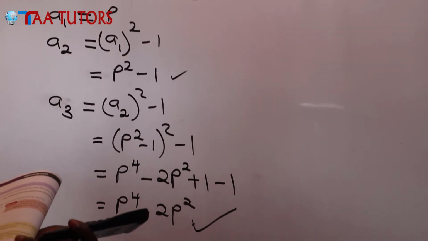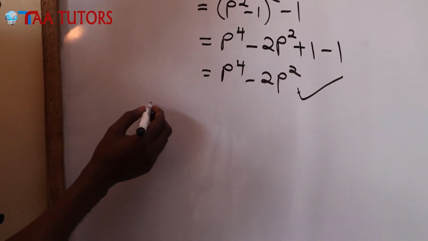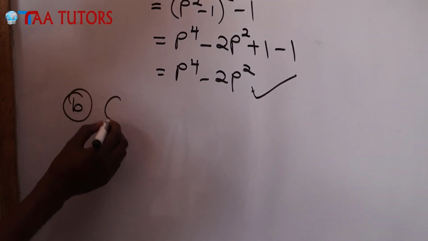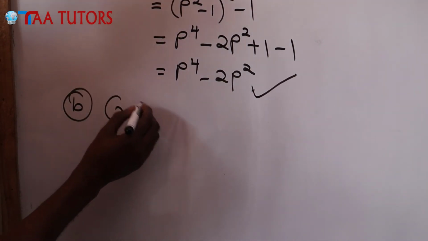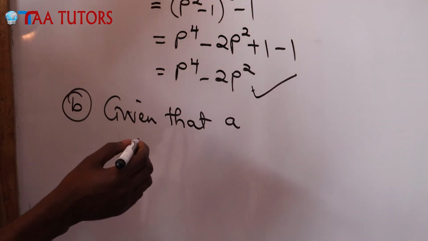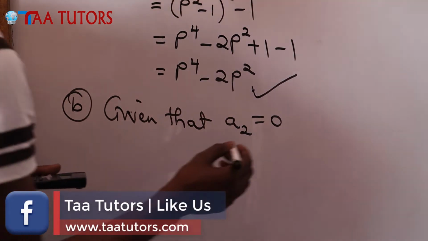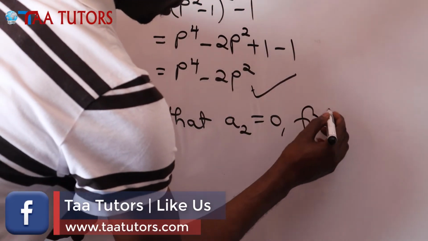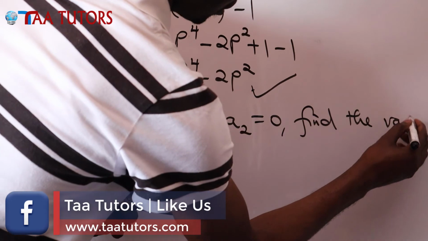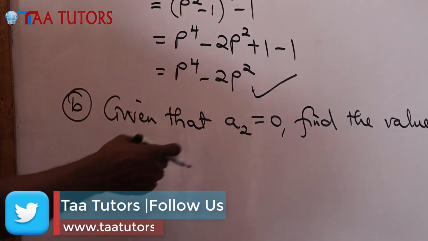The second question in this area is part B. Given that A2 equals 0, find the value of P. So if A2 is equal to 0, where is A2?